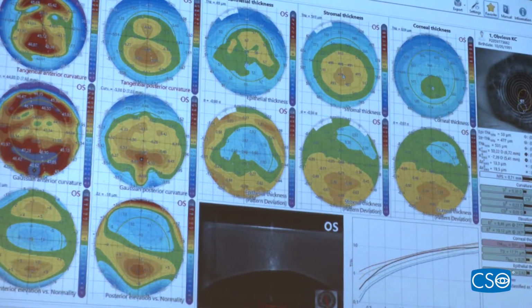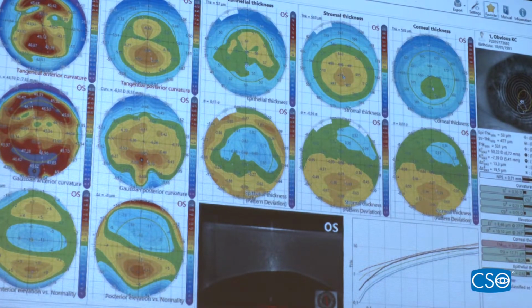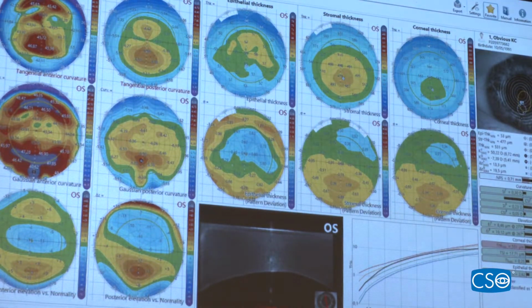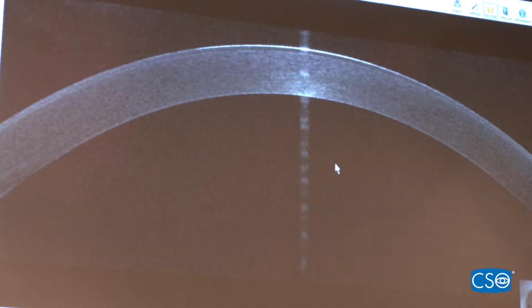Now the software is supposed to select the axis of the steepest point. Right now it didn't, so I'm just going to move it one scan further. And you see this map is the anamorphic display. And when you look at these maps, there's not much information that you can get from it.